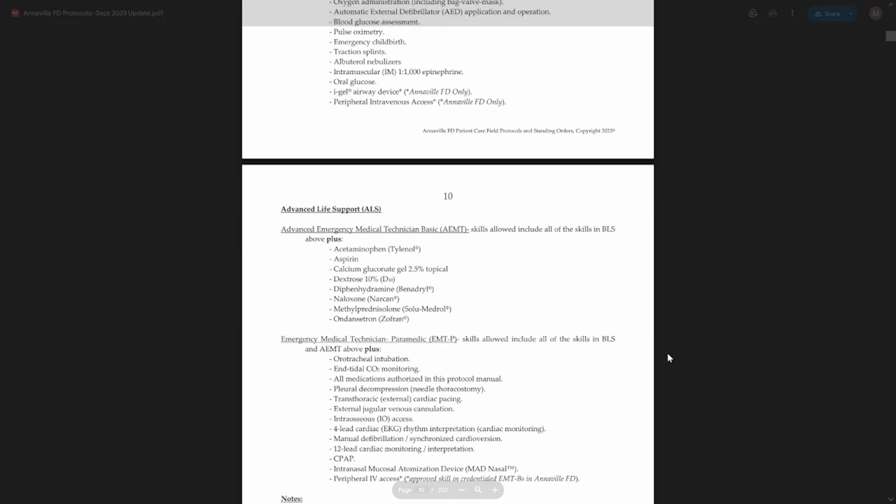For an AEMT or an advanced emergency medical technician, you can do all the skills above, but you can also administer acetaminophen, which is Tylenol, aspirin, calcium gluconate gel, 2.5% topical, D10, diphenhydramine, which is also known as Benadryl, naloxone or Narcan, methylprednisolone or Solu-Medrol, or ondansetron or Zofran.